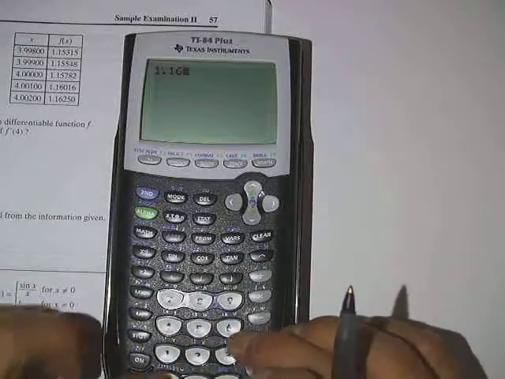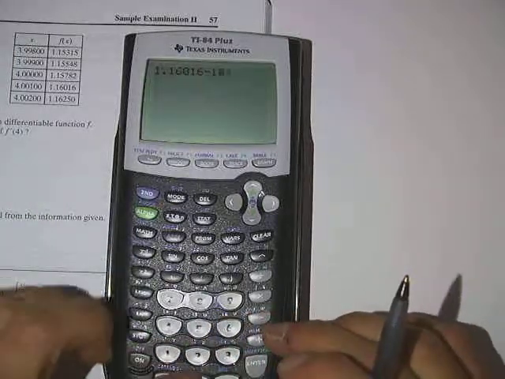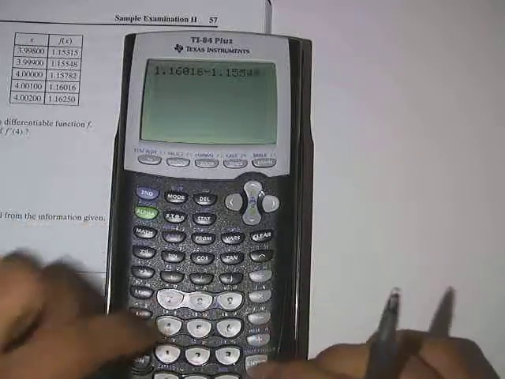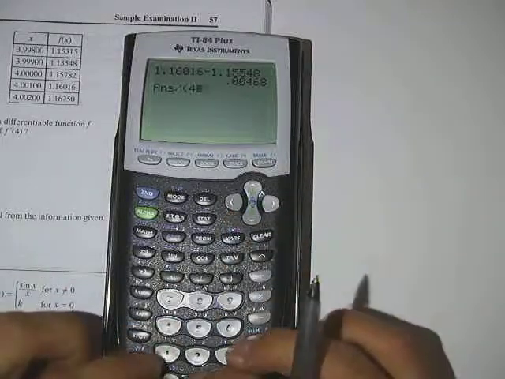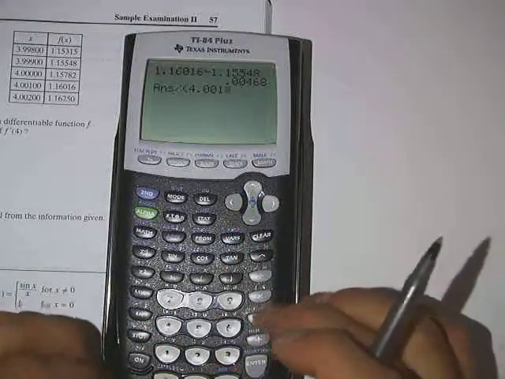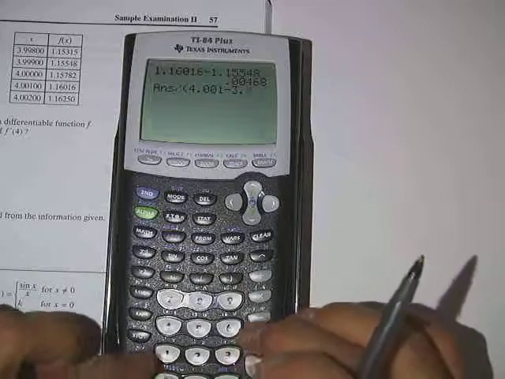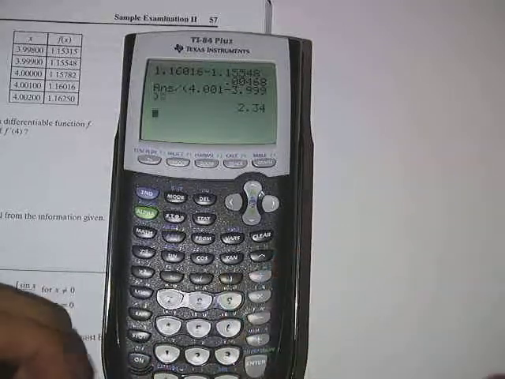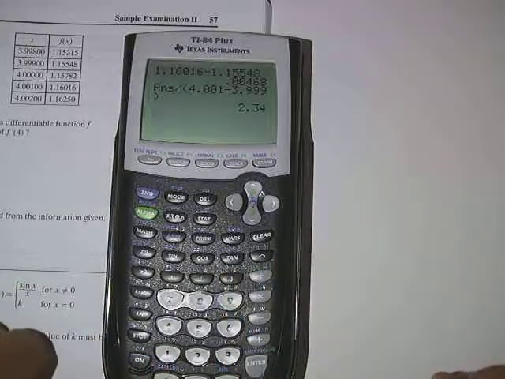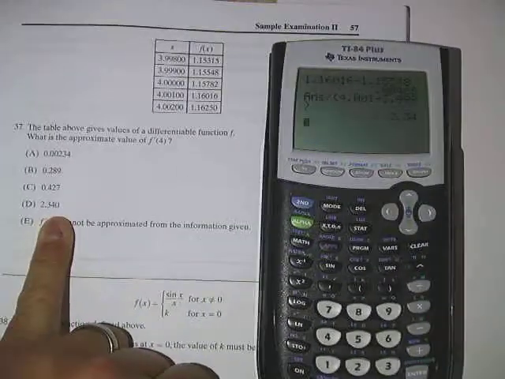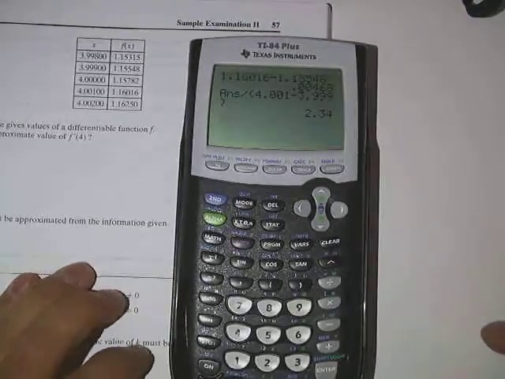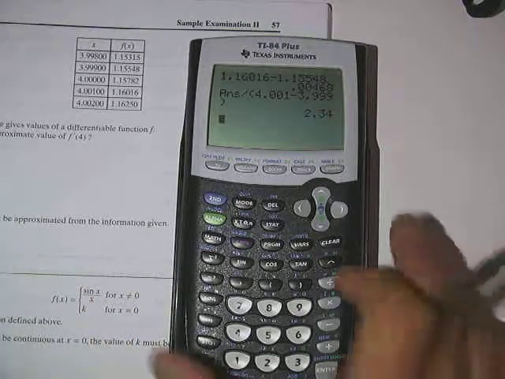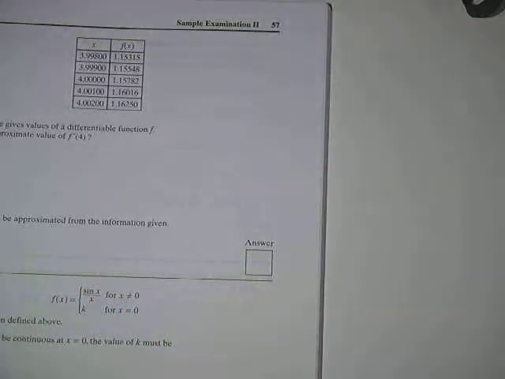Okay. So if we calculate those, and we type in our y values, if we do the second and fourth, we'll say we have 1.16016 minus 1.15548. So there's the top, and if we divide that by 4.001 minus the other x value, 3.999, we get 2.34, which corresponds with letter D.